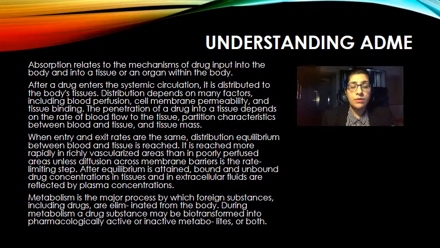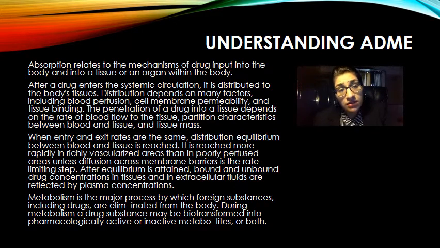Now, starting with absorption. Absorption relates to the mechanism of drug input into the body and into a tissue or an organ within the body. After the drug enters the systemic circulation, it is distributed to the body's tissues. This distribution depends on many factors, including blood perfusion, cell membrane permeability, tissue binding, plasma protein binding, etc. The penetration of a drug into a tissue depends on the rate of blood flow to that tissue. It also depends on the partition characteristics between blood and tissue.